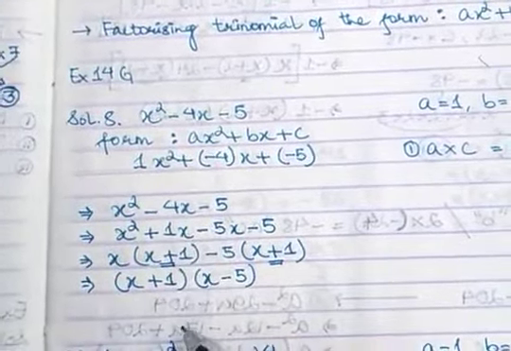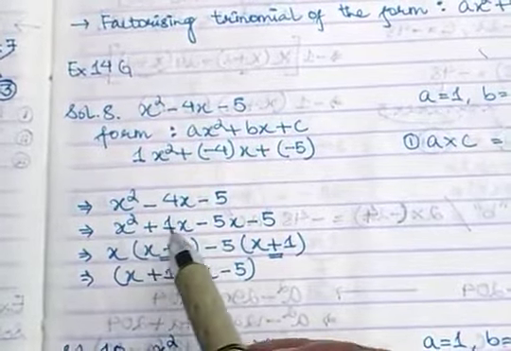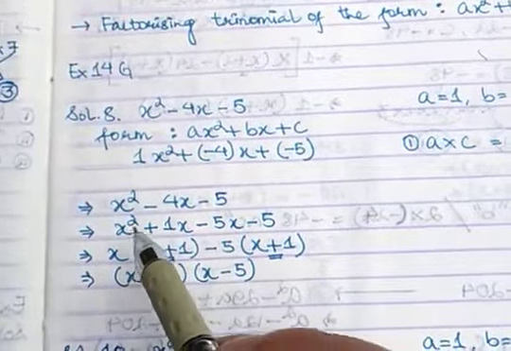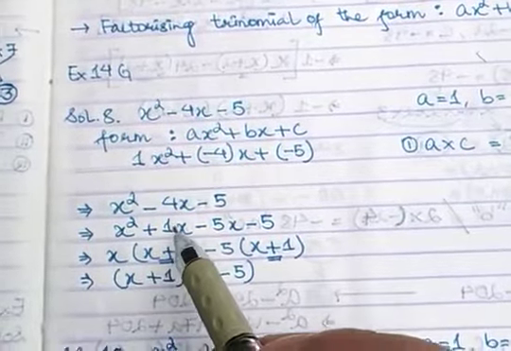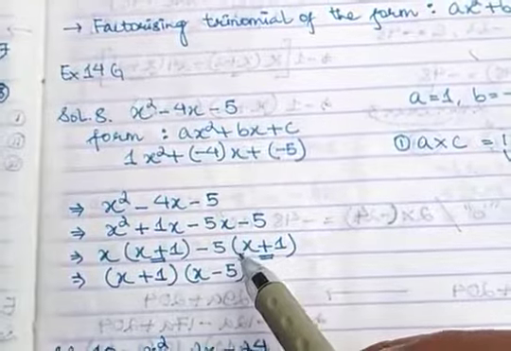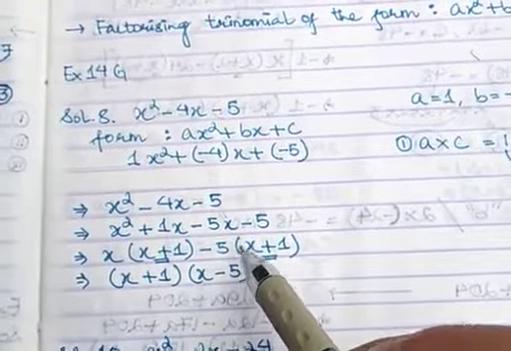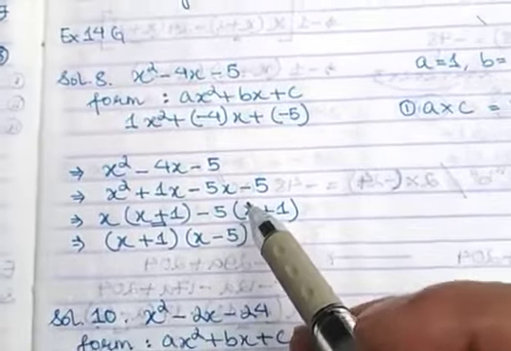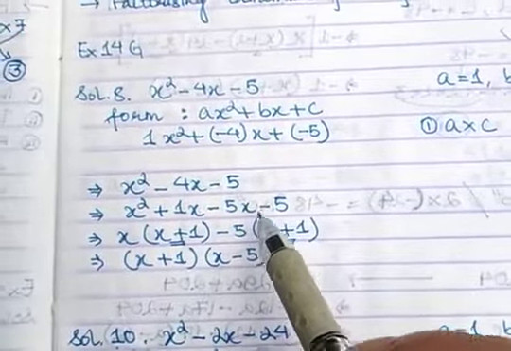Now from this point, what do you need to take common in the first two terms? x is common, so once we take x common, what's left from the first term is x, and from the second term, plus 1. I hope you kids understood this one, because we have already done the steps in the previous exercise as well.